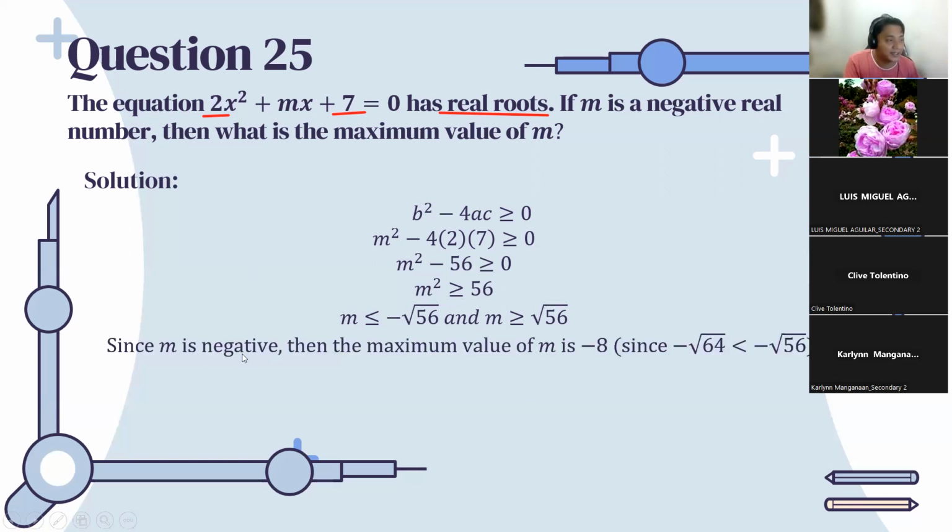Since m is negative, then the maximum value of m is negative 8. Okay, sir, how did you come to the conclusion that it is negative 8? Well, take note that for negative square root of 56, the perfect square that is close to that, or that is less than that one, is negative square root of 64, which is negative 8. So the maximum value for m will just be negative 8.